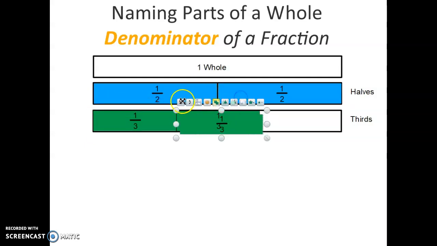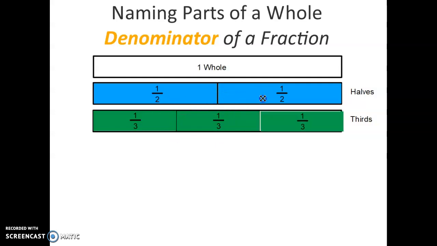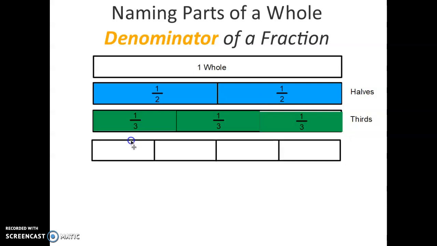We'll do one more. We break it into 4 equal pieces. Those pieces are going to be called fourths. The denominator is 4, telling us that we have 4 equal pieces in the whole.